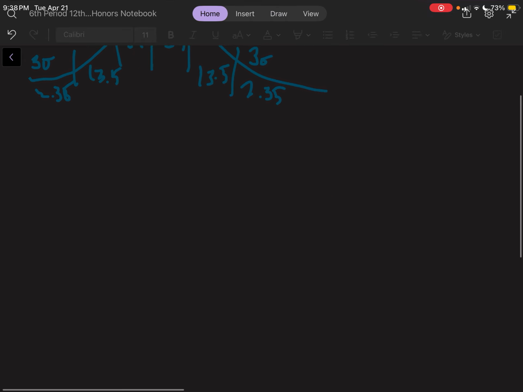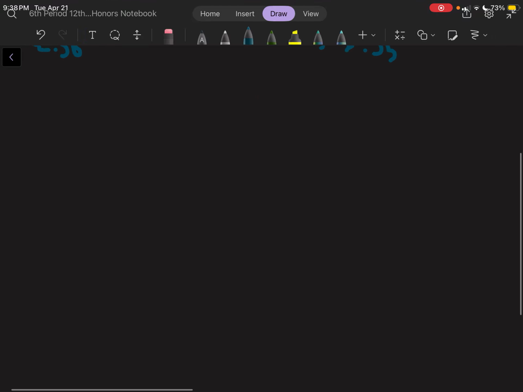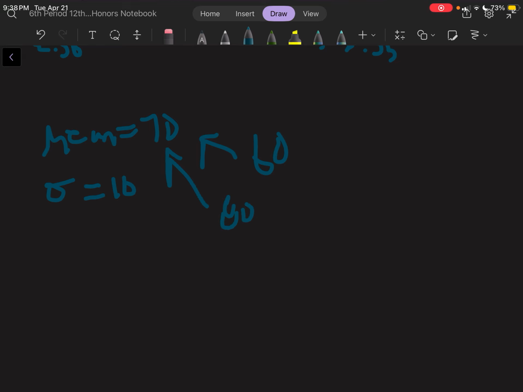Now, let's start with an easy example. Now let's say we've got test scores with a mean of 70 and a standard deviation, which is this little sign right here, of 10. Someone may ask, what percent of students scored between 60 and 80? Since 60 is 1 standard deviation away from 70, and 80 is 1 above 70, meaning plus 10 or minus 10, this falls within 1 standard deviation. The answer is 68%, because this is 1 standard deviation.